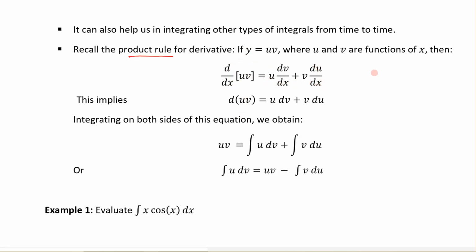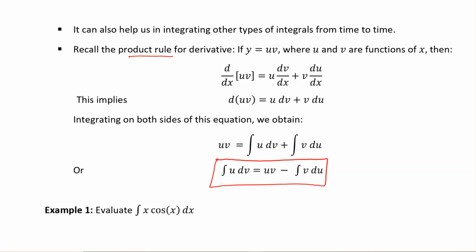If you want, you can multiply throughout by the differential of x, and we are left with this differential form: differential of u times v is equal to u dv plus v du. Now if we integrate this equation on both sides, we get uv is equal to the integral of u dv plus the integral of v du. And with a bit of rearrangement, we get the integral of u dv is equal to u times v minus the integral of v du. So this is our rule for integration by parts.